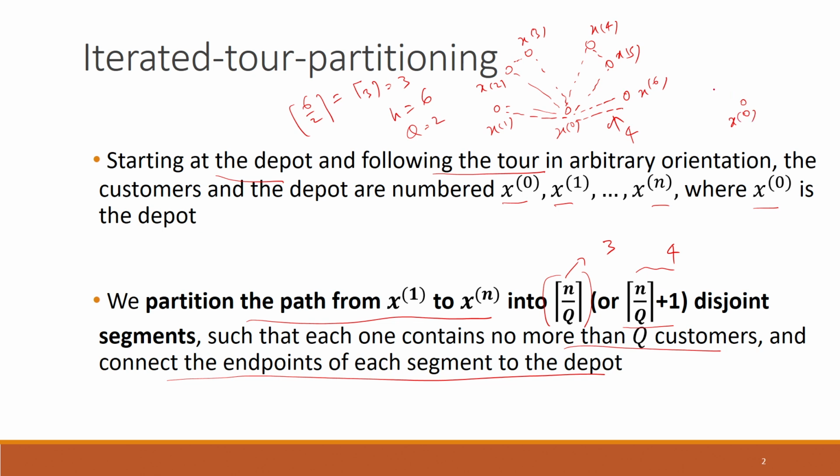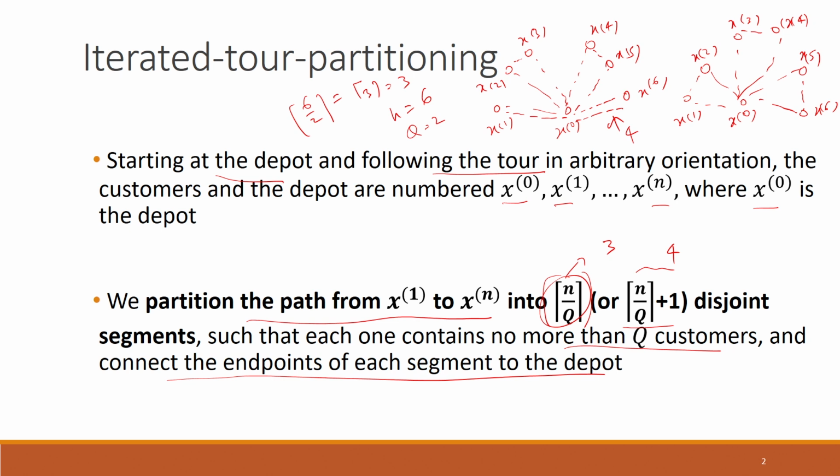In the second solution that we had, there were 3 segments only. The first one was visiting x1 and x2, the second one was visiting x3 and x4, and the last segment was visiting x5 and x6. So here we had a total of 3 segments. That is why we have written this ceiling value of n by q: you will either obtain that many disjoint segments or the ceiling value of n by q plus 1.